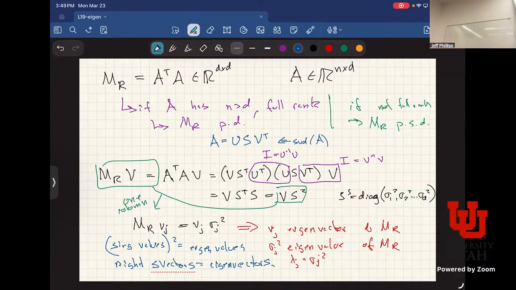Wait, why was it only the right singular vectors? The singular value decomposition gave me right singular vectors and left singular vectors. What happened to the left singular vectors here?